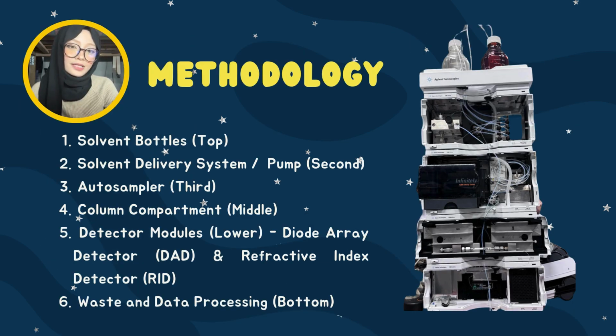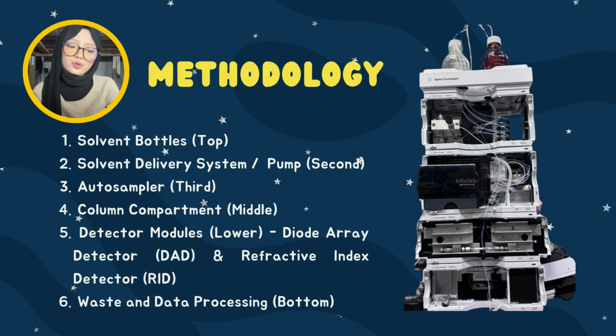The HPLC system consists of several key components arranged in a logical order to ensure efficient operation. At the very top, we can see the solvent bottles, which contain the mobile phase required for eluting the sample through the system. These bottles may hold various solvents for gradient elution or washing purposes. Below the solvent bottles is the solvent delivery system, or pump, which pumps the mobile phase at a precise and consistent flow rate into the system.